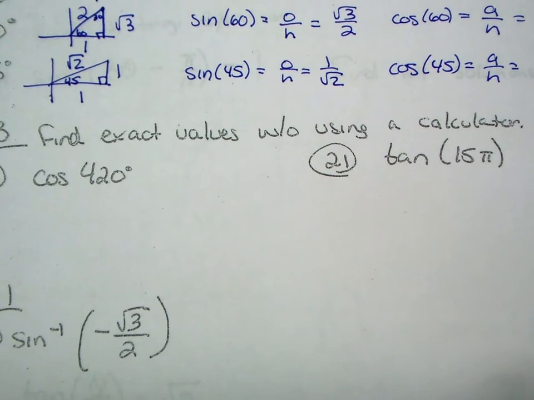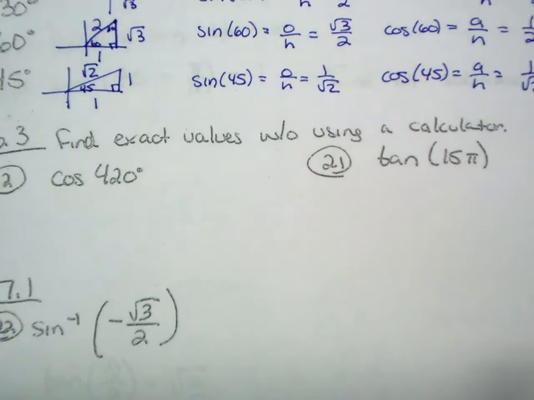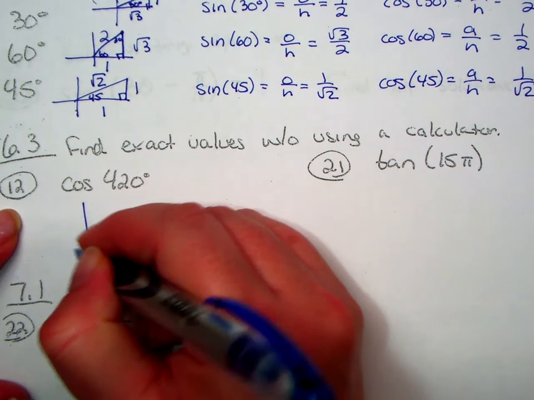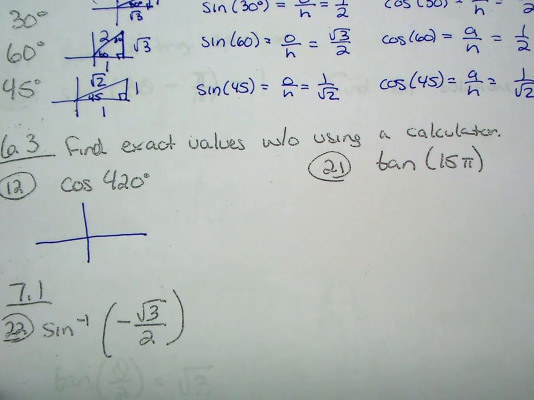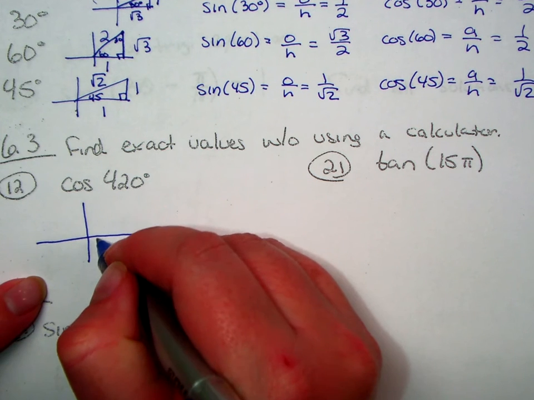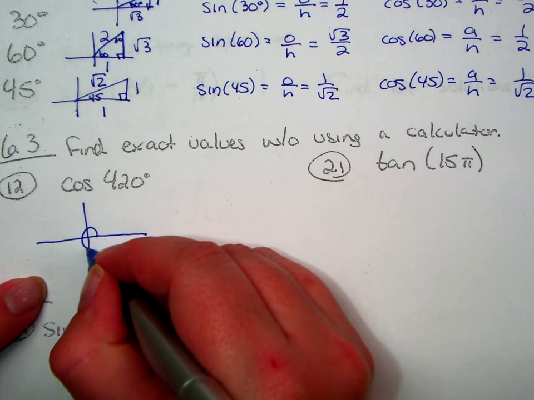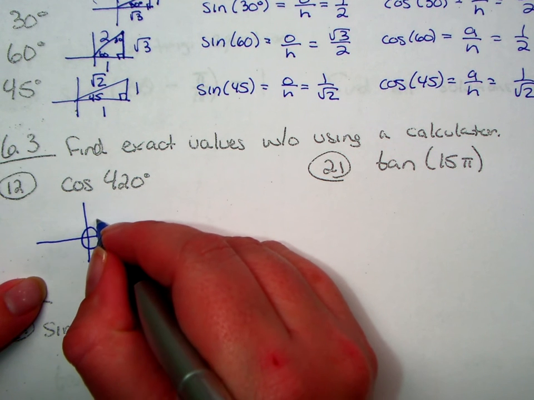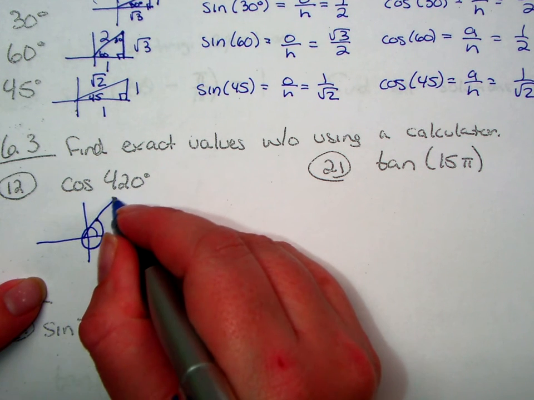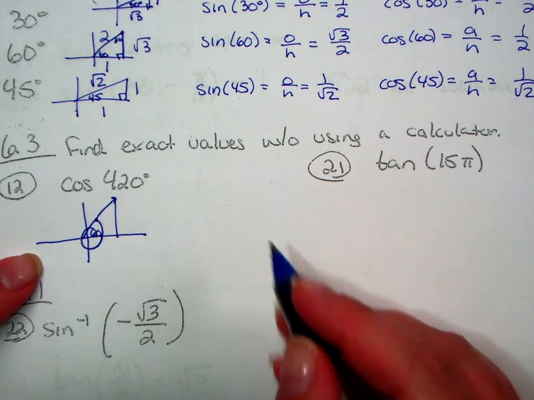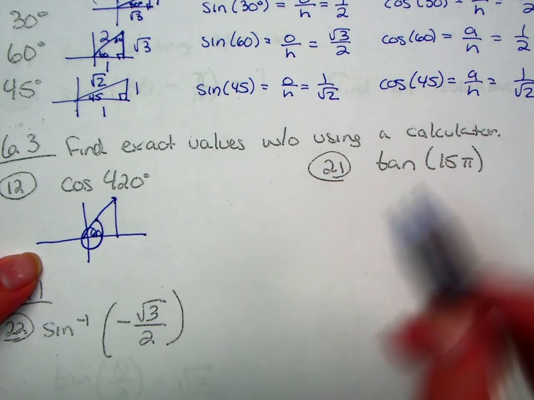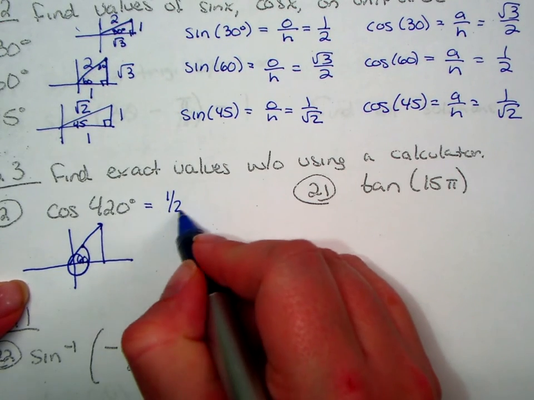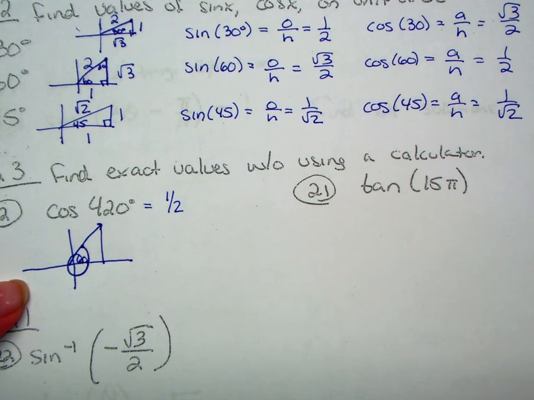All right. So let's find some exact values without using a calculator. First, what's cosine of 420 degrees? Well, where is 420 degrees? We're going to start at 0, rotate 360 degrees, and then go another 60 degrees from there. So here's our triangle, here's 60, and we already did cosine of 60 above. Cosine of 60 was 1/2, so we get 1/2 there, the exact value.